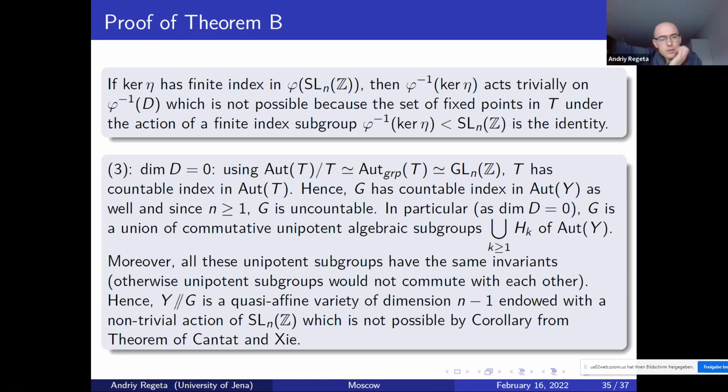So therefore, the quotient of Y by G is a quasi-affine variety of dimension n-1, endowed with a non-trivial action of SL_n(Z), which is not possible by the corollary from the theorem of Cantat–Xie. So this roughly ends the proof of Theorem B.